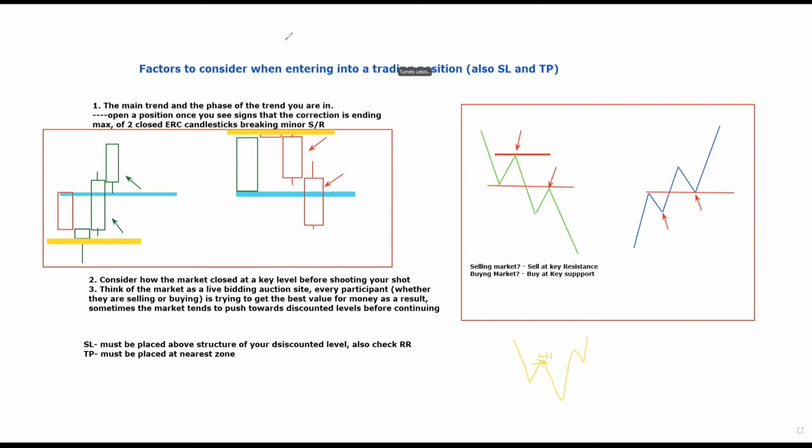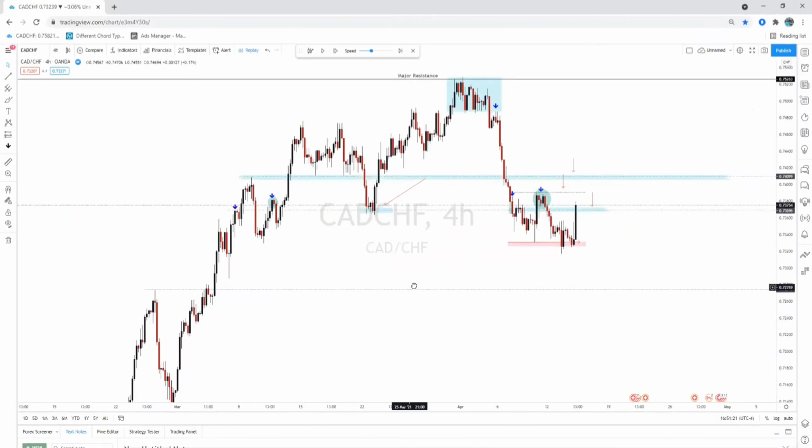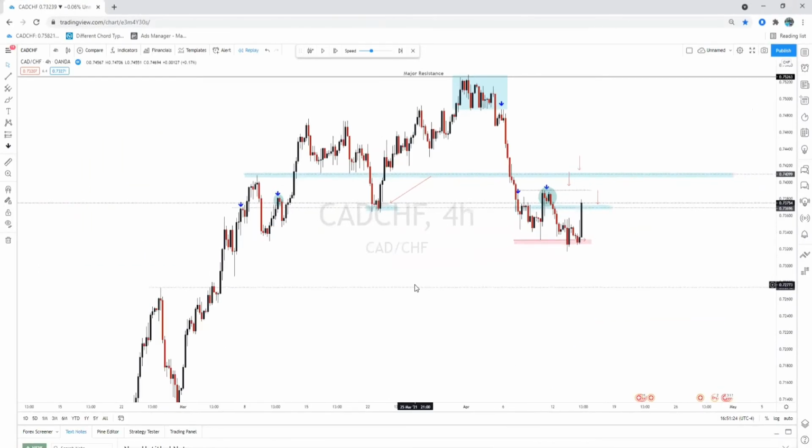Let's go to a live chart. I'm going to test this on a few pairs so that you can see. So this is CAD CHF. I've actually posted an analysis on it, and if you haven't seen it, the link will be available. So this is a downtrend because it's violated previous structure.